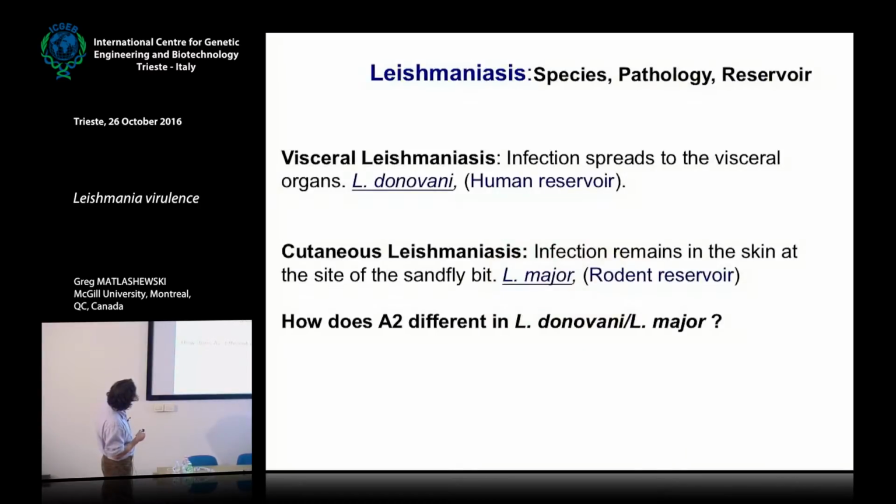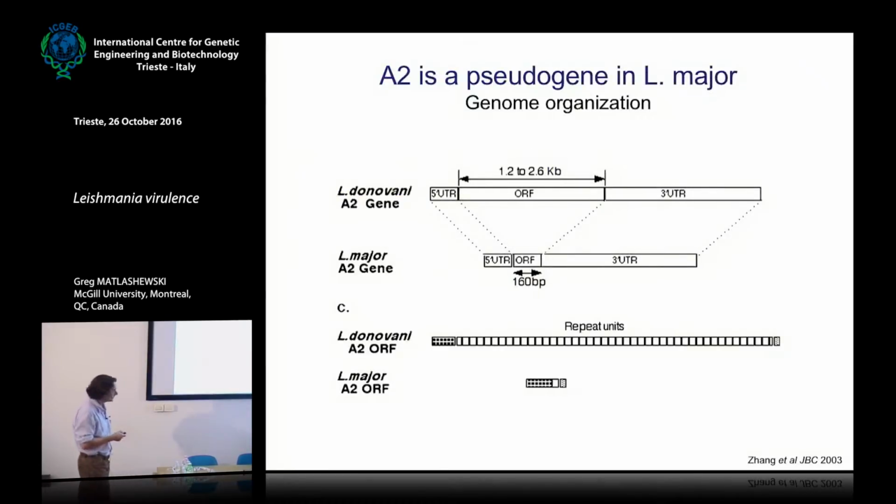And as you know, visceral leishmaniasis is caused by donovani, cutaneous is by major. So we were interested to see what's happening with A2 in the L. major parasite. And it was actually very interesting. L. major actually has the gene, but it's lost all of these repeat units. So in Leishmania donovani, all of the genes have a lot of repeat units here. Each one of these is a repeat unit. But L. major, for some reason, seems to have collapsed down these repeats. So maybe over time, it just didn't want them anymore.